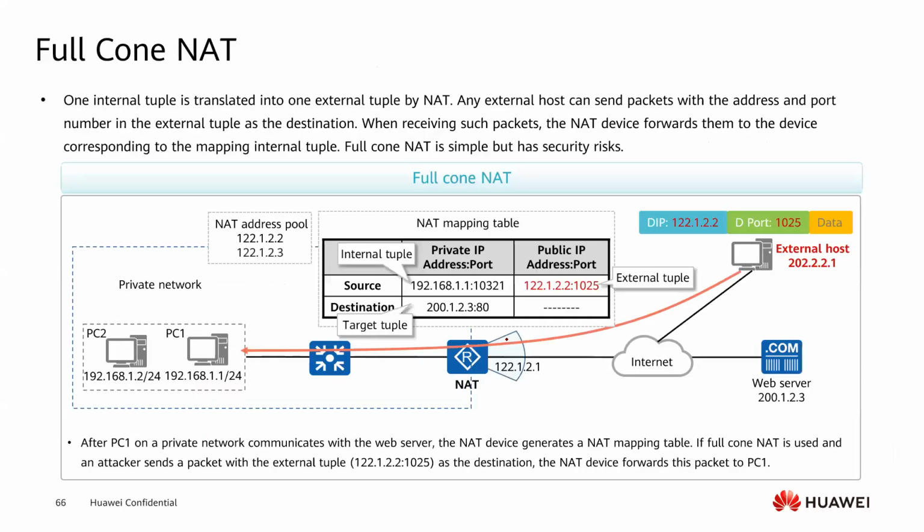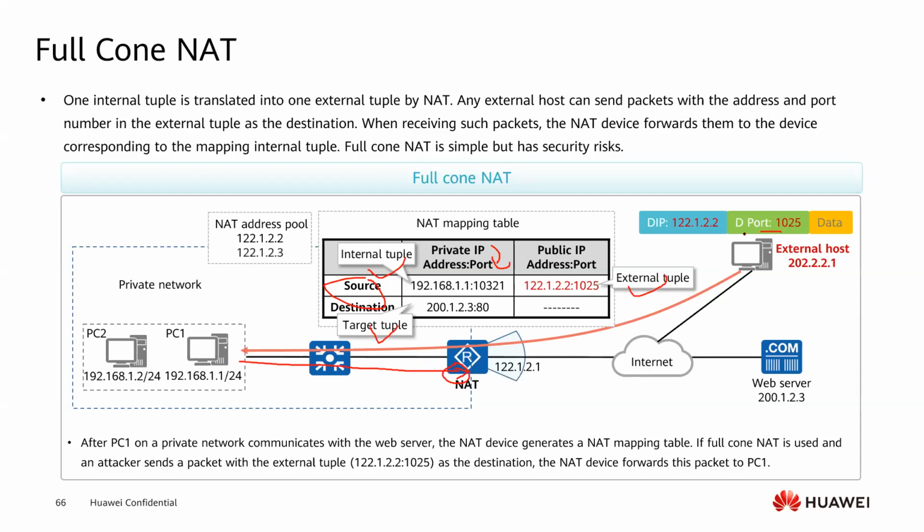Okay, so let's look at the NAT types. This is for the source NAT type. There will be 4 types of source NAT. One is called full cone NAT. Full cone NAT works this way. If I send out a packet, and this packet creates a session, there is the internal tuple, external tuple, and target tuple that look like this.